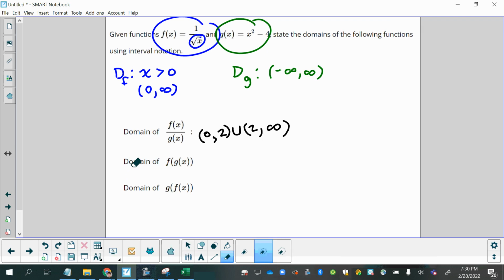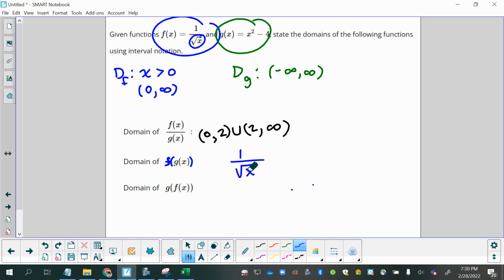Next, we'll do the domain of our first composite function listed here, f of g of x. Now, let's begin by actually composing the two functions to see what it looks like. That'll help us visualize what we need to do here. So when you compose two functions, starting with the outer function, this is how I always do it. So the outer function says it's f, right? So let's start with f.